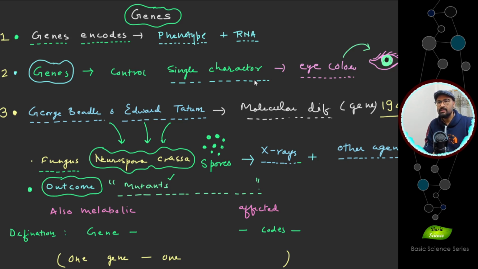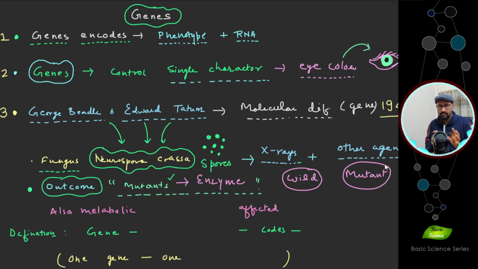And when mutants were generated, it was found that one of the key enzymes, I need to write it down here, enzyme, one of the key enzymes is missing from those mutants. When we compare the wild type versus the mutant, what I mean by that is the spores or organisms that are not exposed to X-rays versus the mutants that are exposed to X-rays. They found that in the wild type you have all the enzymes needed, and in the mutants one or more enzymes were missing.